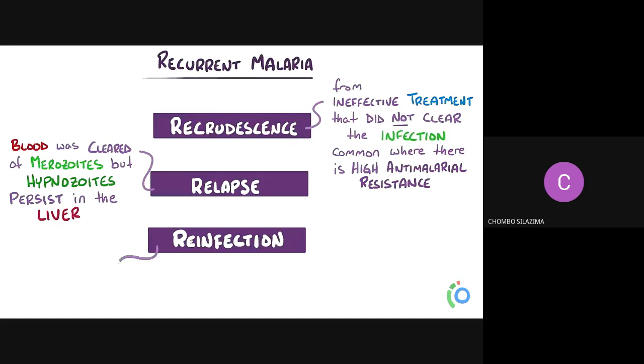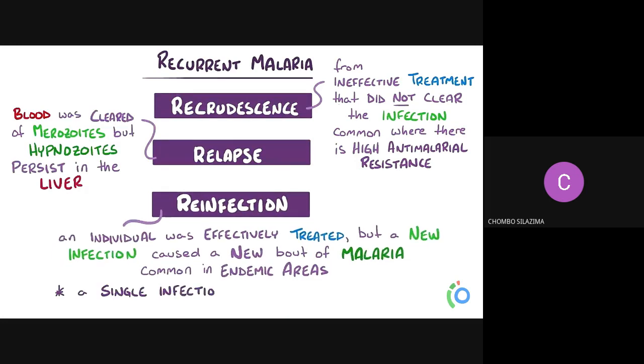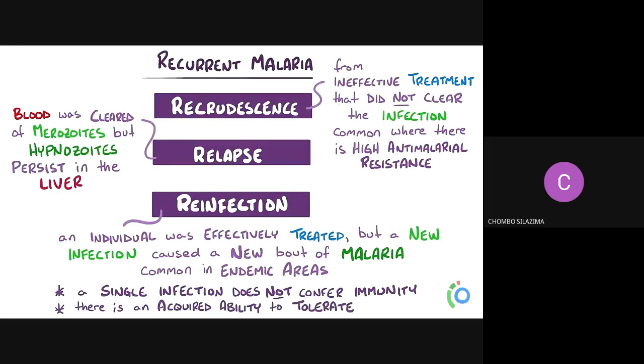And reinfection is when an individual was effectively treated, but a completely new infection caused a new bout of malaria, a problem common in endemic areas, since a single infection doesn't make a person immune to malaria. Instead, there's an acquired ability to tolerate Plasmodium infections, which relates to the degree of exposure to a variety of different strains.